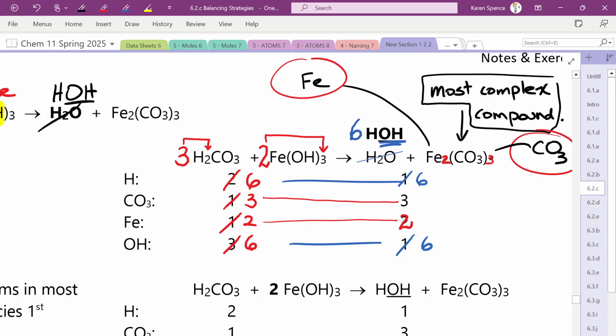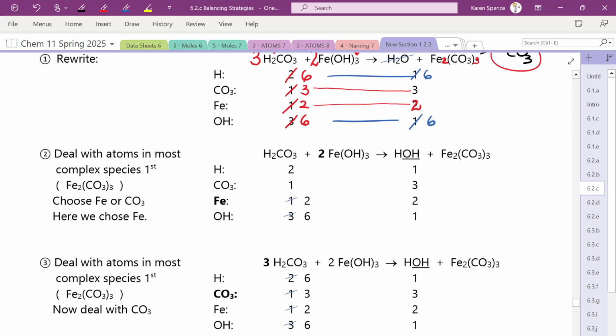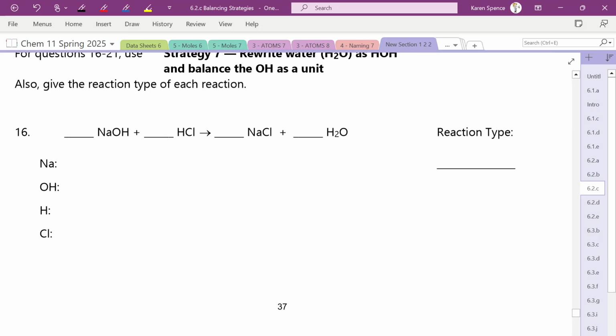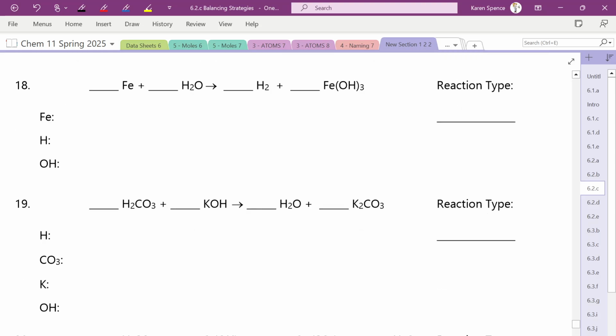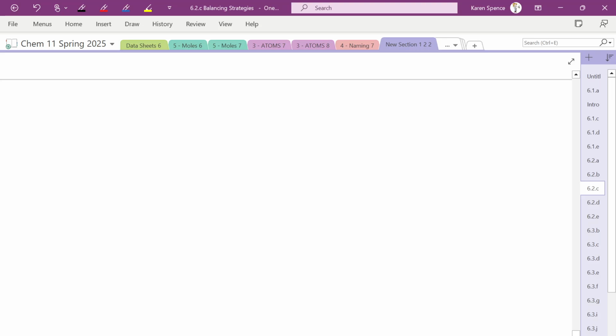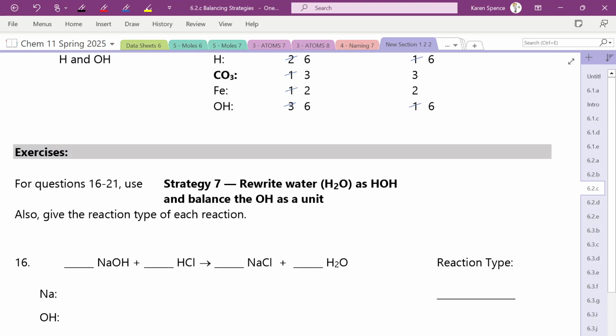So that is the little extra trick for neutralization. Make it HOH and then use the same rules as you did for double replacement, balancing that most complex compound, its ions first. All right. So you can try some of those. They are on page 37 and 38. And that takes us to the end of that.